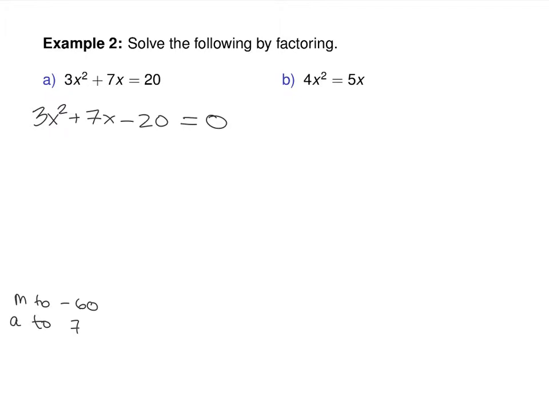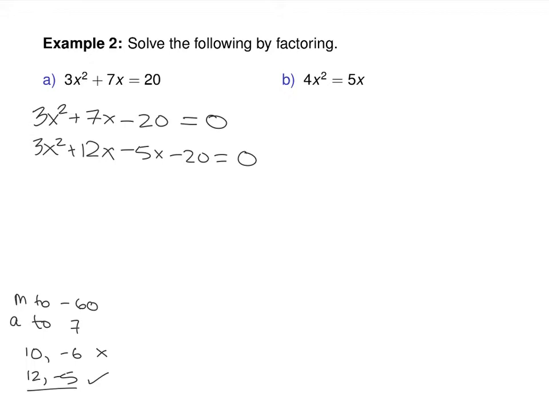Okay, so it's obviously not 10 and -6, right? 12 and -5. That's right, 12 and -5. Awesome. So we'll break this into 3x squared plus 12x minus 5x minus 20 equals 0. Do you remember learning that way with me? Did you learn it before me too?